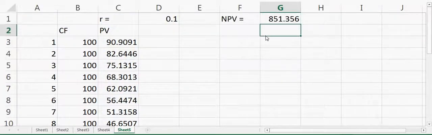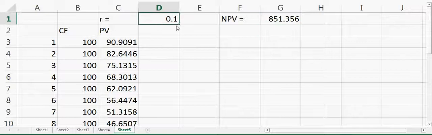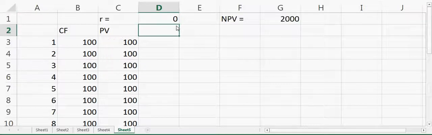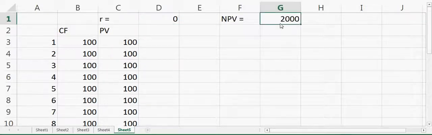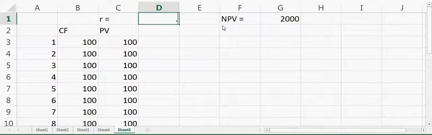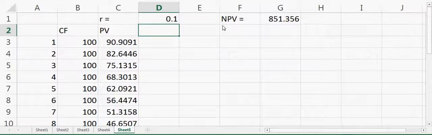When we change the interest rate, like from 0.1 to 0, you can see that the net present value is equal to 2000, because the value of $100 even after 20 years is equal to $100. So the total sum is equal to 20 hundreds. But when we have an interest rate, then it goes down, right? Now we can go further and make it something else.